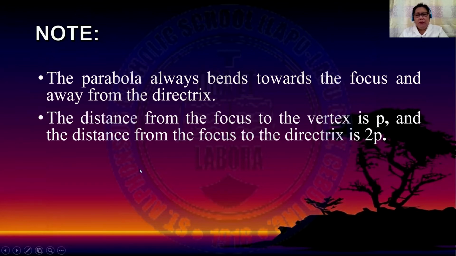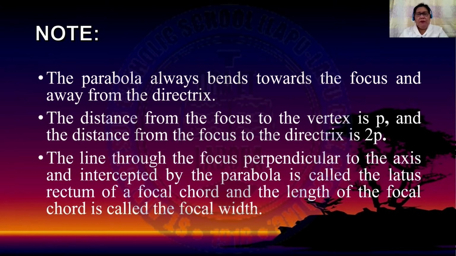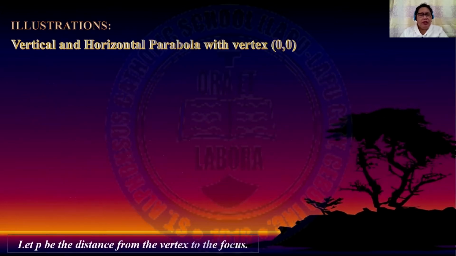The distance from the focus to the vertex is represented by p, and the distance from the focus to the directrix is 2p. The line through the focus perpendicular to the axis and intercepted by the parabola is called the latus rectum or the focal chord, and the length of the focal chord is called the focal width. Let us have illustrations. Again, we let p be the distance from the vertex to the focus.